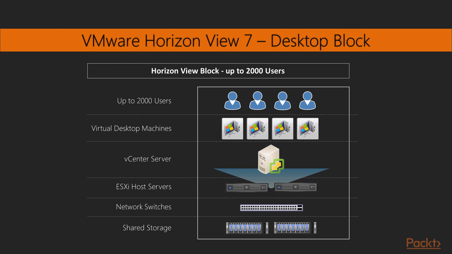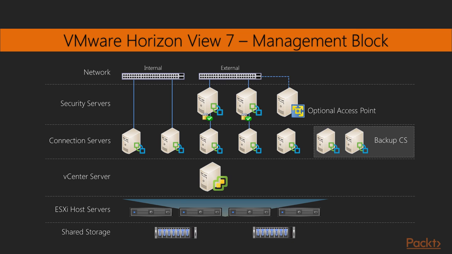So where does a pod come in? A Horizon View Pod consists of 5 blocks, or 5 lots of 2,000 users, meaning a single pod can support up to 10,000 users. Next up we have the management block. This contains the infrastructure components such as the connection servers, replica servers and security servers that are required to support the desktop blocks. A management block can consist of up to a total of 7 connection servers. 5 of these support each of the 2,000 users within a desktop block, and the other 2 are for high availability in the event that a connection server fails.